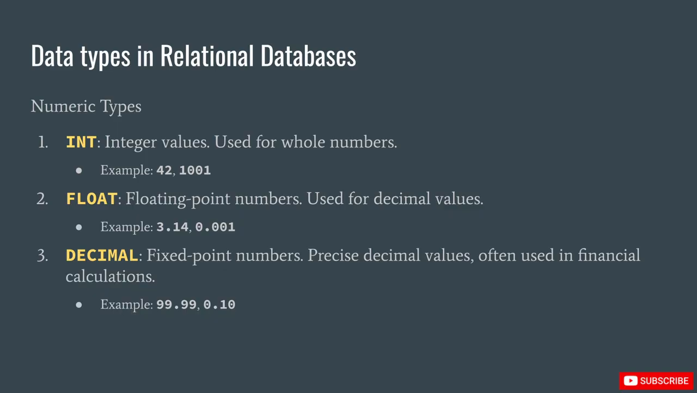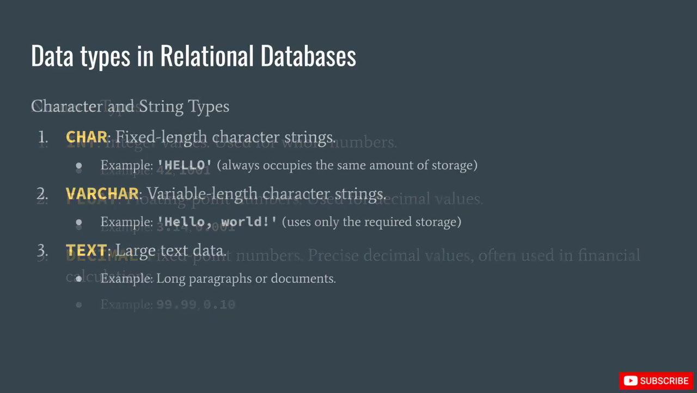99.99 or 0.10. We can also store character and string types in relational databases. Char is for fixed-length character strings, so if you store hello as a char type, it always occupies the same amount of storage. Varchar, on the other hand, is for variable-length character strings. Storing hello world as a varchar means it only uses the necessary amount of storage, making it more space efficient. Then we have text. This type is used for storing large text data, like long paragraphs or entire documents.